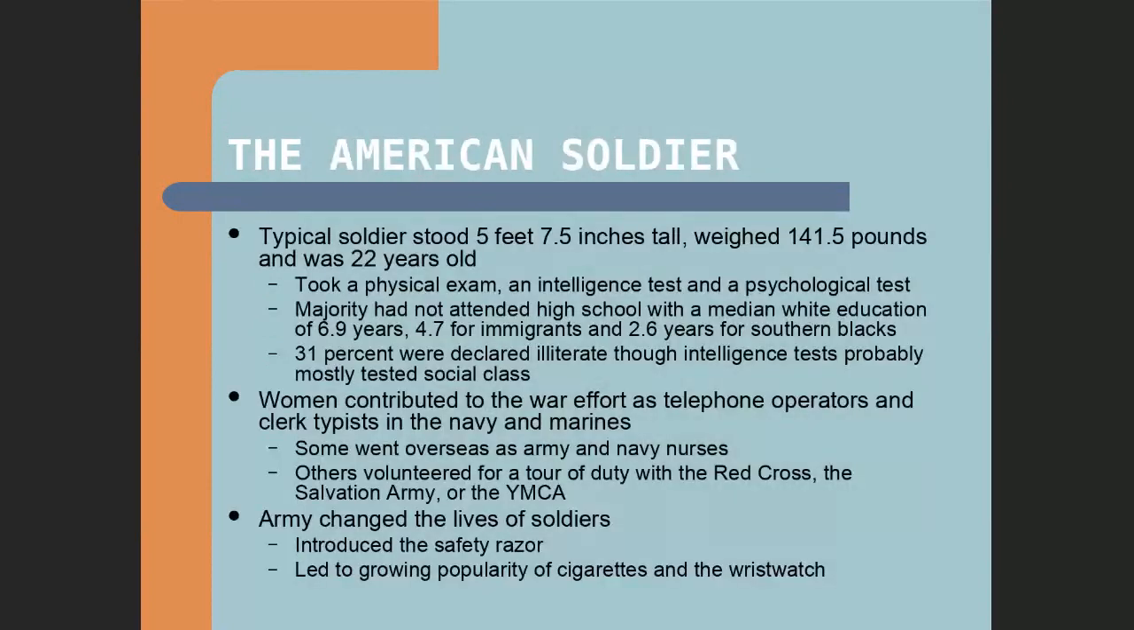All right, your typical soldier at that point in time was 5 foot 7.5 inches tall, weighing 141.5 pounds at 22 years of age. You can see the average person was a lot shorter and a lot lighter than they are today. Most of that is attributed to better nutrition and simply things in the grocery store that you can get that provide nutrients.